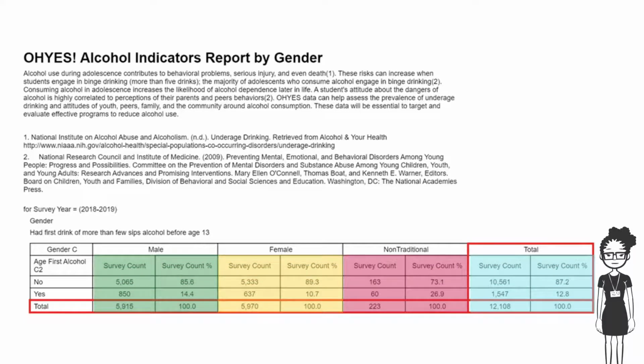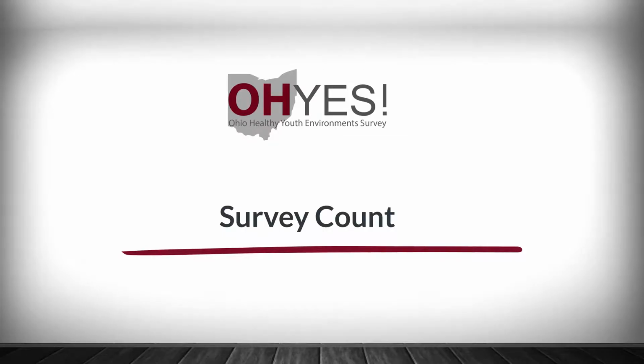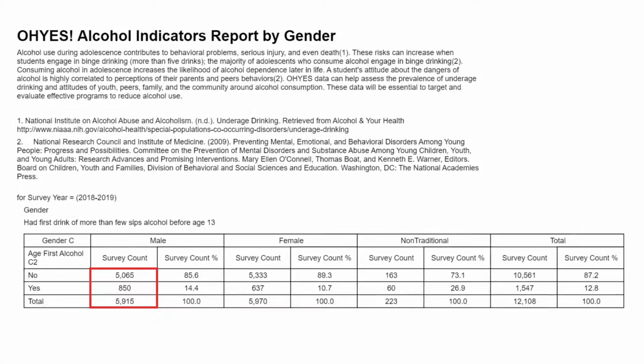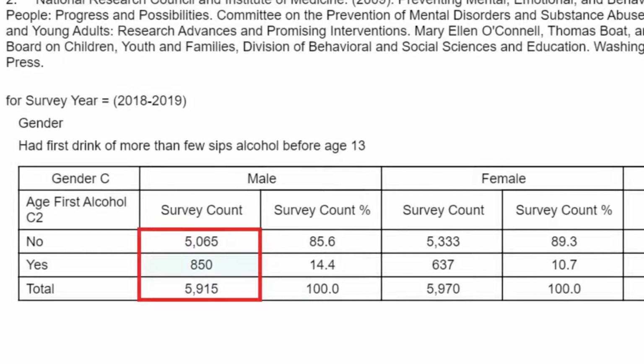Note that the columns come in pairs. The first column of each pair provides the count of individuals selecting that response, only among those in the named column. In this example, 850 male students drank alcohol before the age of 13.